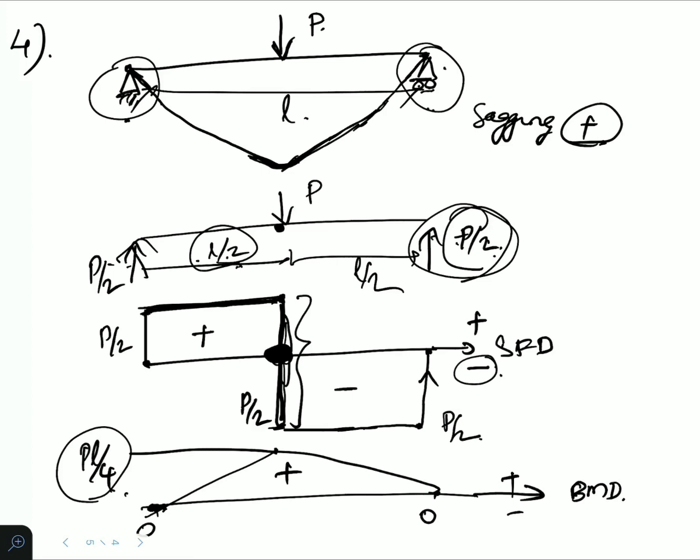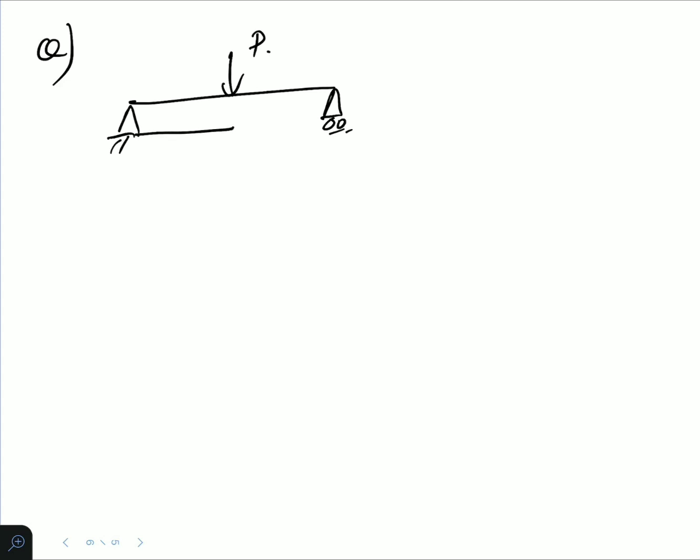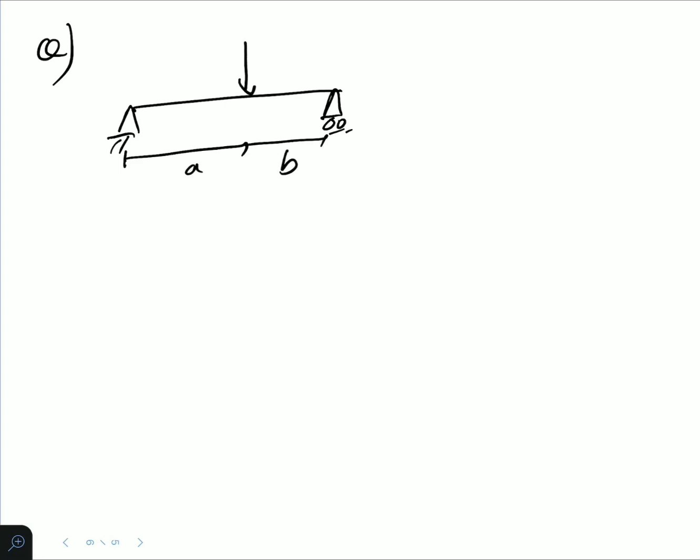Now we will move to the next question. A simply supported beam having a point load P. Actually, the load won't be in the center, it will be eccentric. A distance, B distance. Okay, a load P is acting eccentrically. This distance is A and this distance is B. A is not equal to B. Okay, so that is our case.